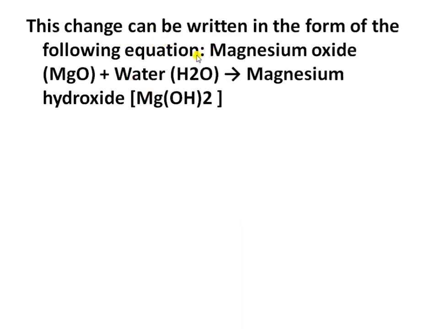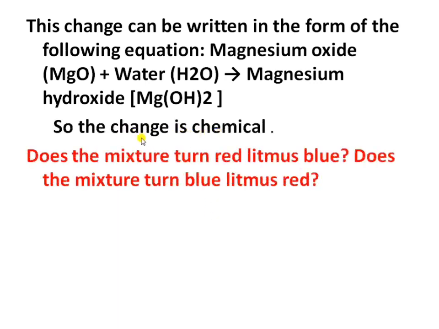The change can be written in the form of the following equation. The magnesium oxide, the powdery ash, when it reacts with water, forms magnesium hydroxide. So the change is chemical. The question arising here from this activity is, does the mixture turn red litmus into blue, or does the mixture turn blue litmus into a red color?